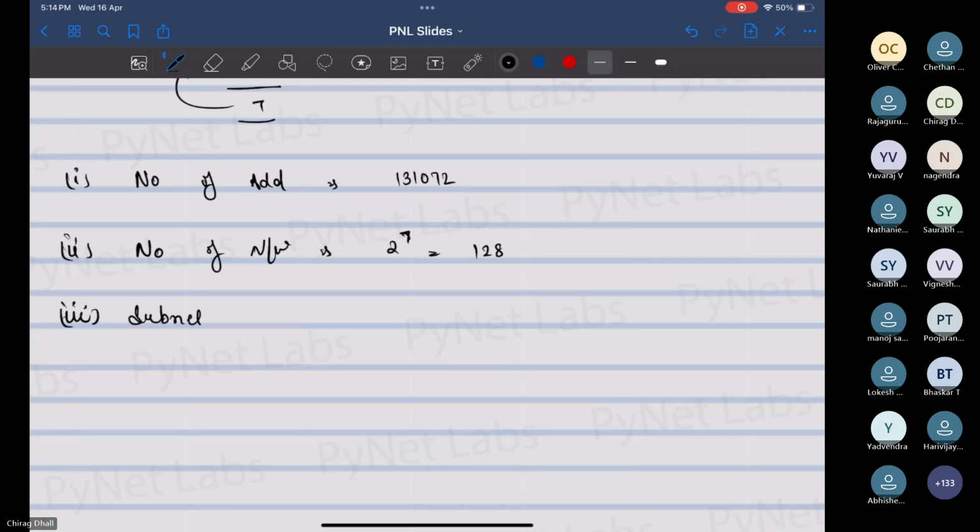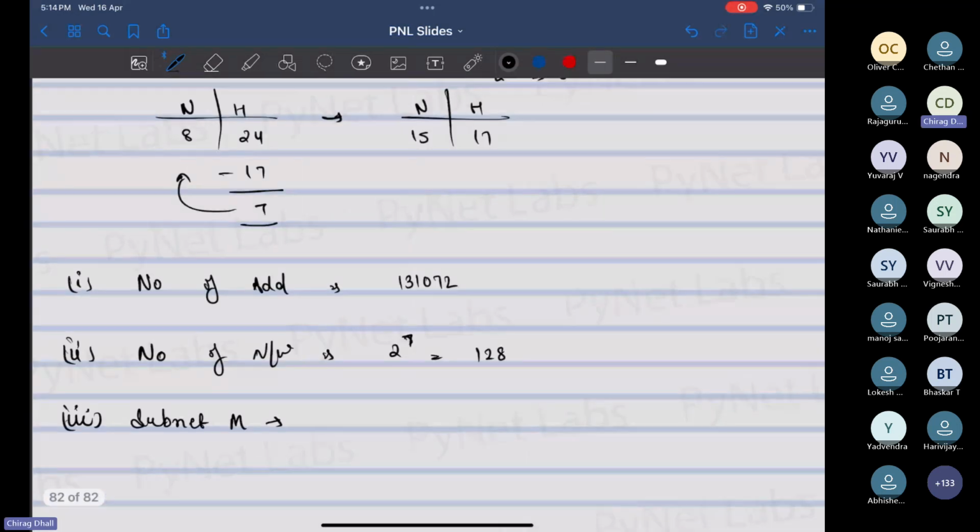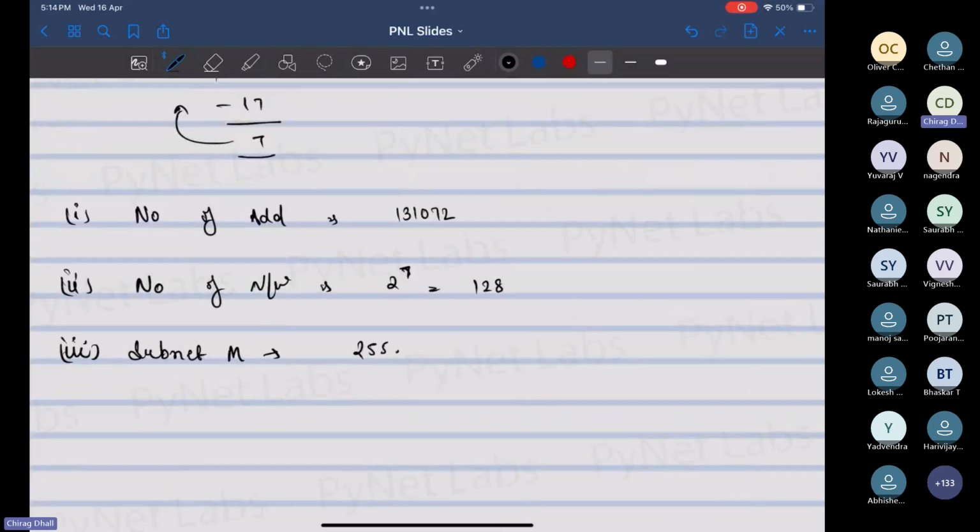Subnet mask. Subnet mask for 15 bits will be 255.254.0.0. You can calculate that by putting it into the master formula. Last part is calculating range. So we discussed that if the number is greater than 256, we'll divide it by 256. When you do this division, we get the outcome as 512.